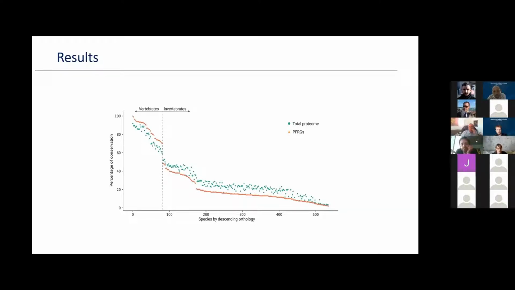And when Mitya did this analysis, he immediately saw that there's a very, very sharp cutoff between vertebrates and invertebrates, where in vertebrates, the fibrosis-related genes are over-conserved, and after that, they're under-conserved. So something in fibrosis seems to be vertebrate-specific. And we don't know exactly what. We can hypothesize. We think it has to do with adaptive immunity, which is more present in vertebrates, but we don't know for sure. But it's a very interesting finding, I think.